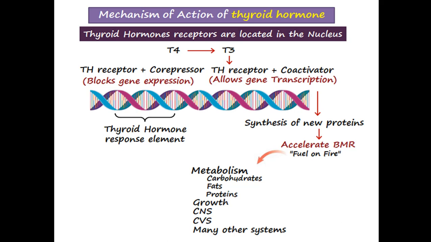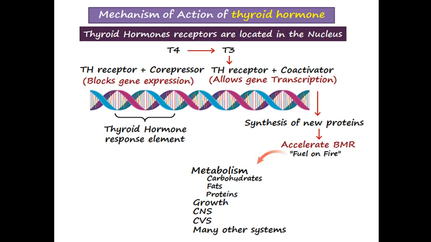Now the mechanism of action of thyroid hormones on body tissue. We have discussed previously that some hormones have their receptors in the cell membrane, like peptide hormones, for example insulin, glucagon, anterior pituitary hormones. Some hormones have their receptors in the cytoplasm of the cell, like steroid hormones. But thyroid hormones have their receptors in the nucleus of the cell, not in the cell membrane, not in the cytoplasm, but directly in the nucleus.